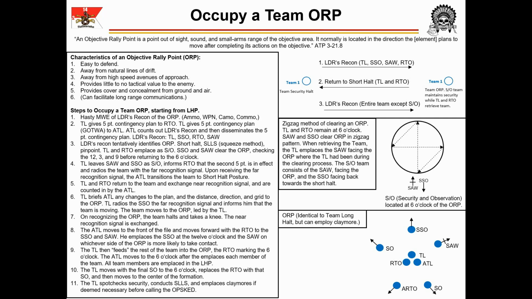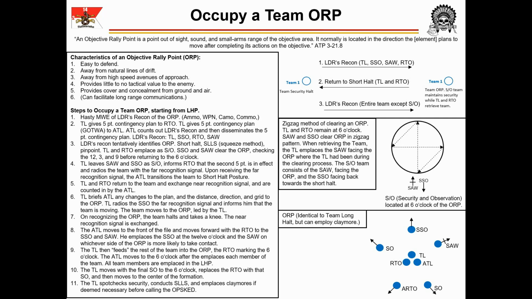At this point, the SSO and SAW gunner are co-located with the RTO and the team leader at the 6 o'clock. The ATL is at the front of the file, opposing them, with the rest of the team in file behind the ATL. The team leader then takes the SSO and SAW gunner and places them. The SSO at the 12 o'clock, the SAW gunner at either the 10 or 2 o'clock, depending on which side is more likely to take contact.